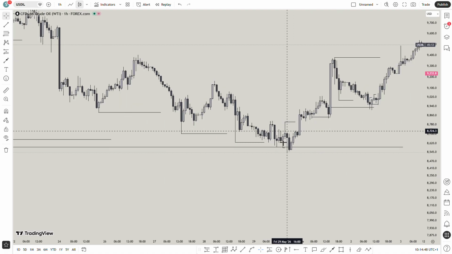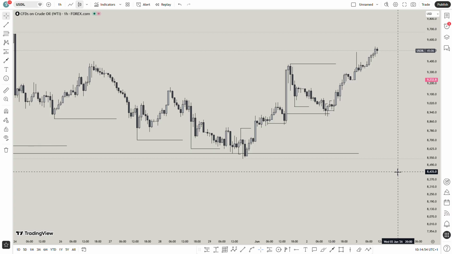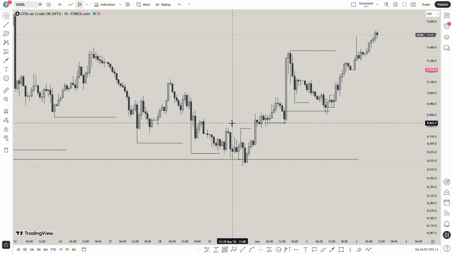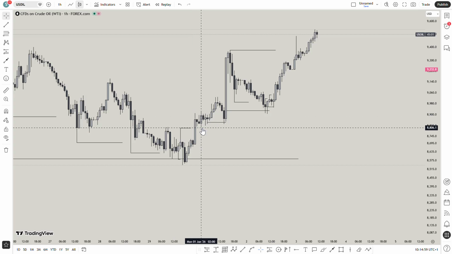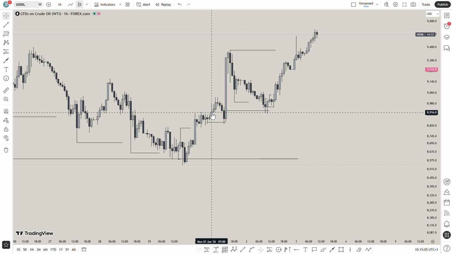So this was the last main structure, right? And then you can see price change character or broke structure to the upside, all right? And then after breaking structure to the upside, what do we have? We see price forming some form of small structures, right? And then see another break of structure here.